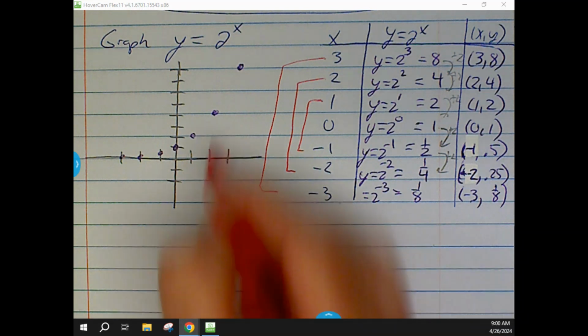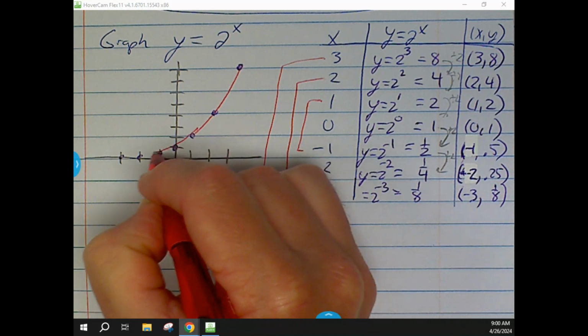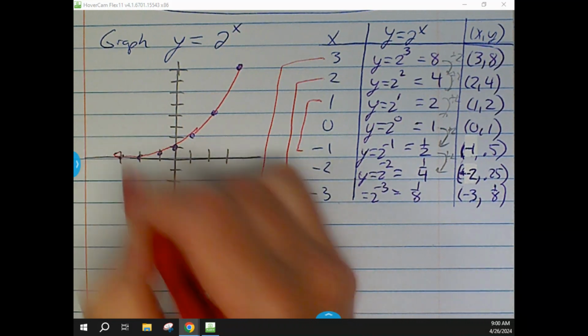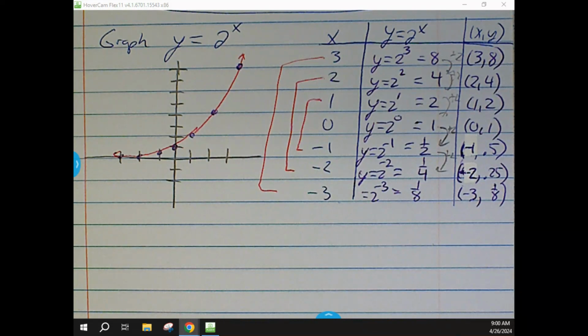So if we connect your points, you're going to get something like that. It's so cute. Yeah, so it's a nice little curve.